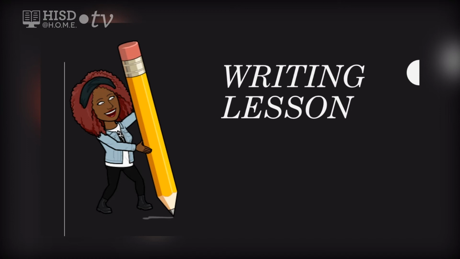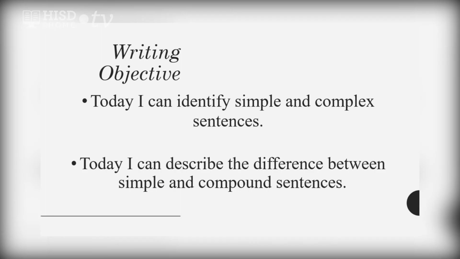We're now going to move to the writing lesson portion of our lesson. For the first part of our writing lesson, our objective is: today I can identify simple and complex sentences, and today I can describe the difference between a simple and compound sentence.